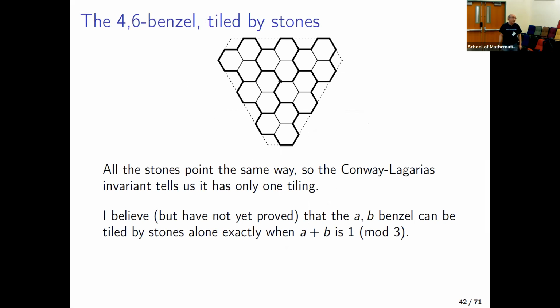I've tiled that, and you will notice that all the tiles in that tiling are stones, and that all the stones are pointing the same way. Well, that tells you something. It tells you, given the Conway-Lagarias invariant, that you really can't do anything other than have a tiling in which all those tiles are pointing the same way. In fact, it's not hard to get from there that it has only one tiling. I believe, but have not yet proved, open problem alert, that the A, B benzel can be tiled by stones alone exactly when A plus B is 1 mod 3.